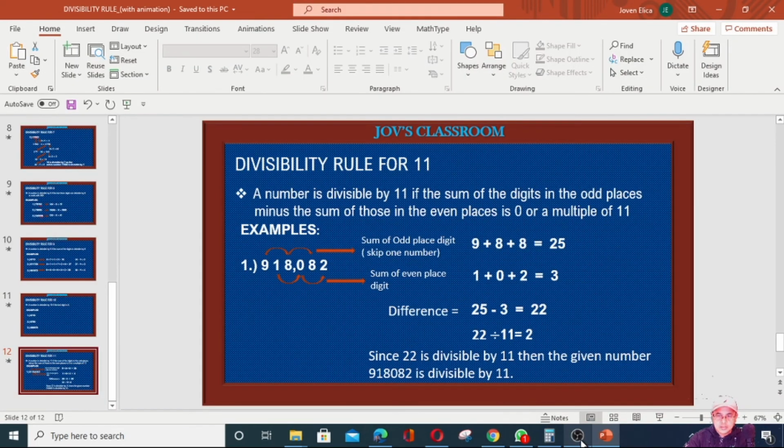All right, so that's it for the divisibility rules. This is tutorial number 1.